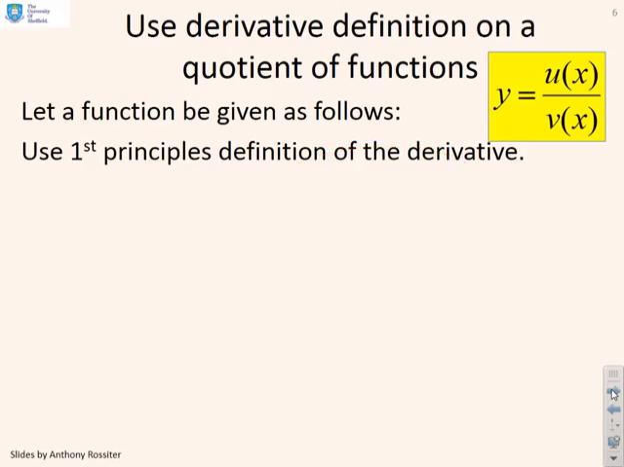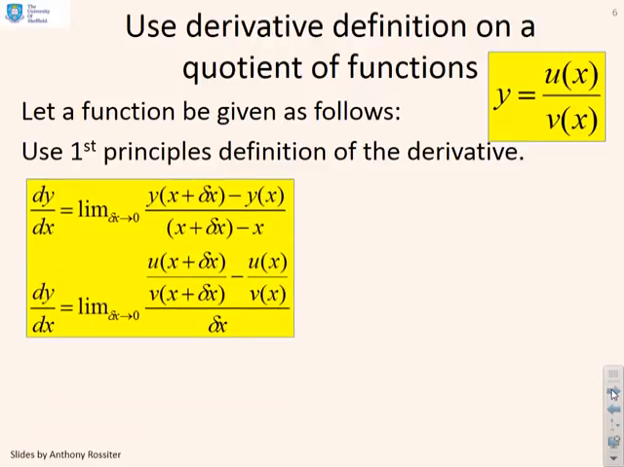So here's our function, y equals u of x divided by v of x, and what we're going to do is plug this into the definition of the derivative. So you'll see all we've done is where we had y of x plus delta x, we've written u of x plus delta x divided by v of x plus delta x, and where we had y of x, we've written u of x divided by v of x. So in other words, we've just plugged it straight into our formula.